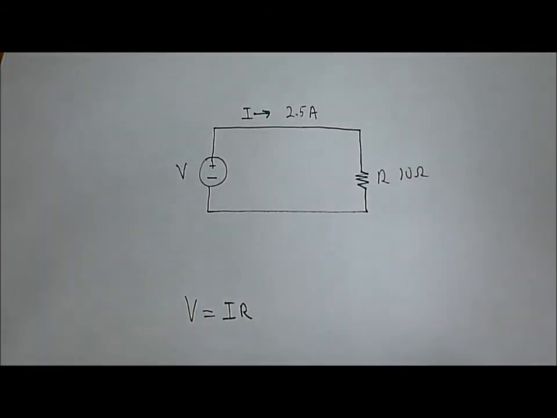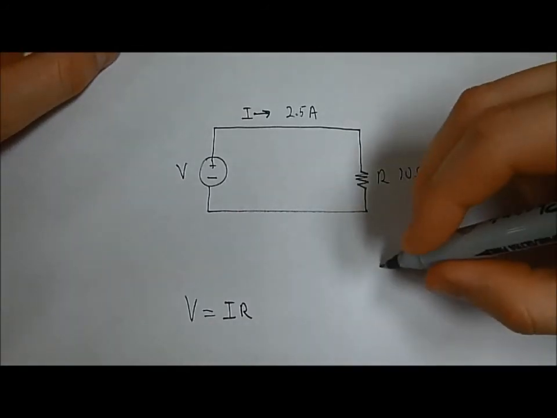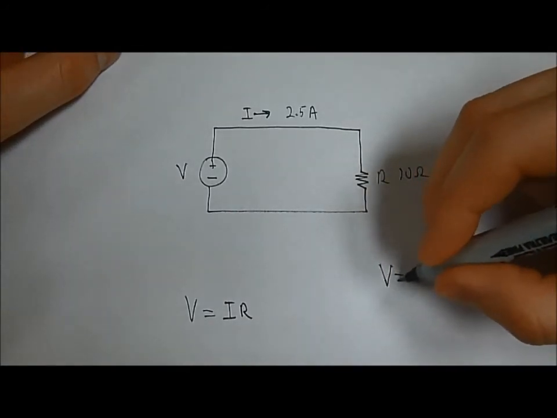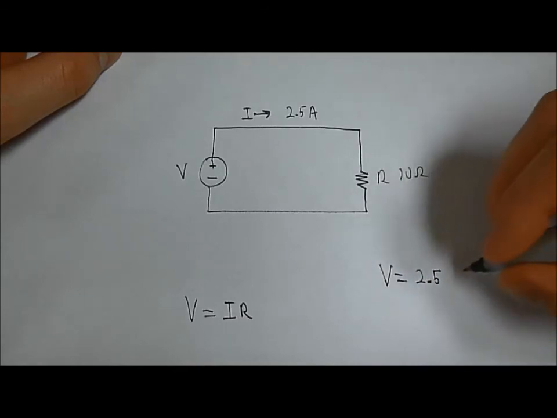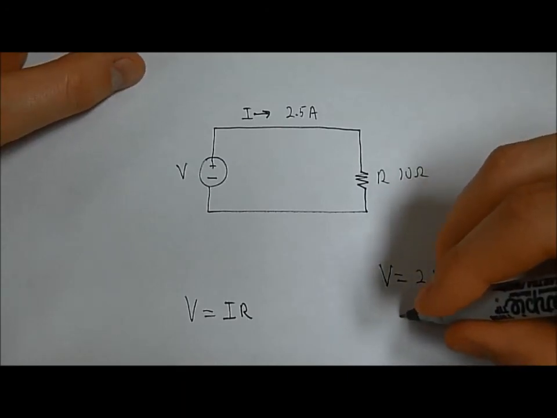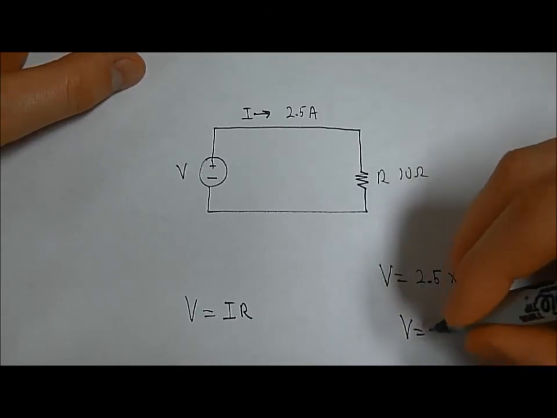For our last example, let's use Ohm's law to calculate the voltage source. So we know that voltage is equal to current, which is 2.5 amps, times resistance, 10 ohms. This leaves us with a voltage source of 25 volts.